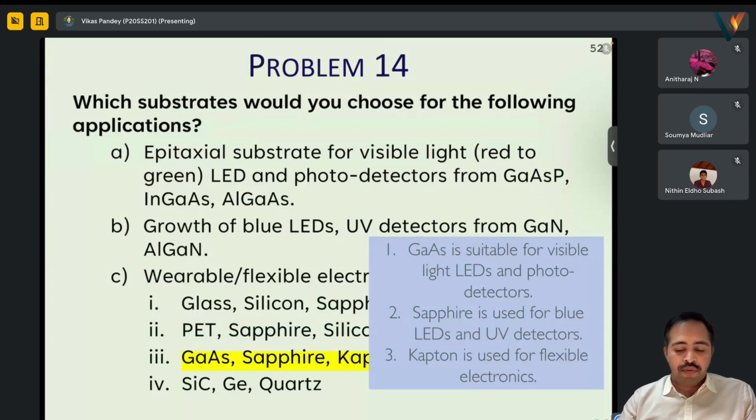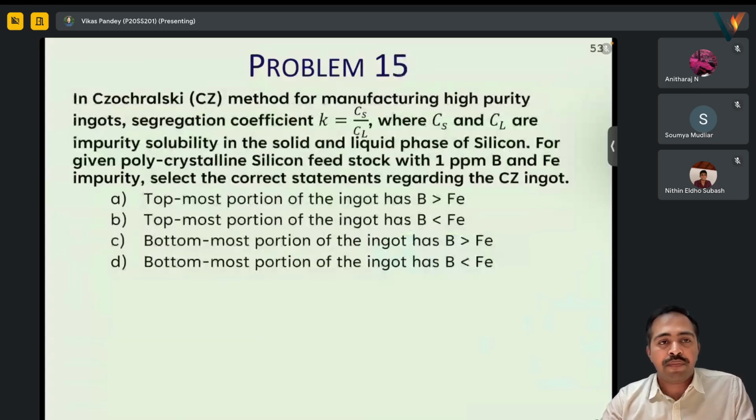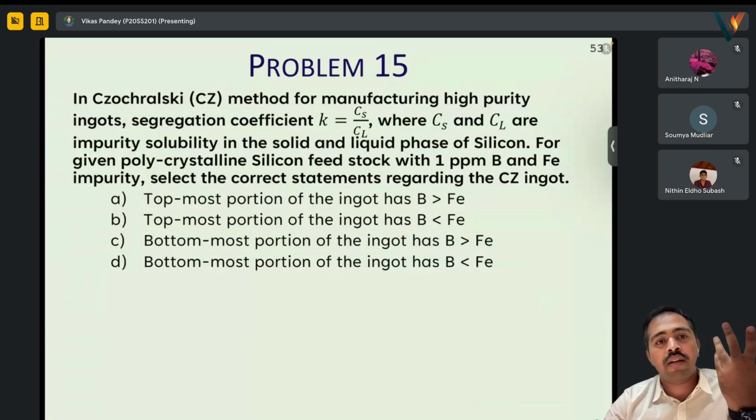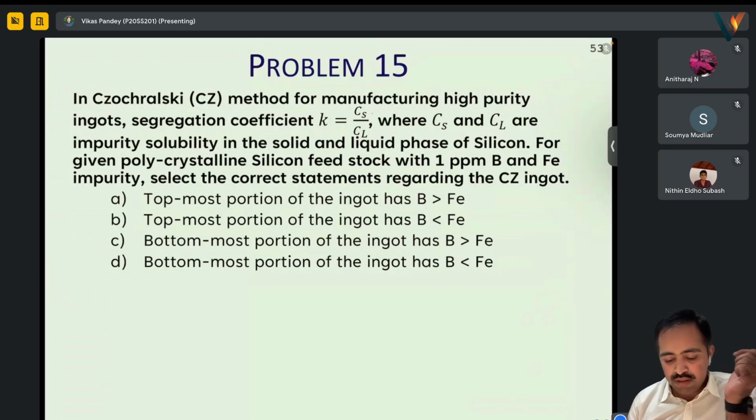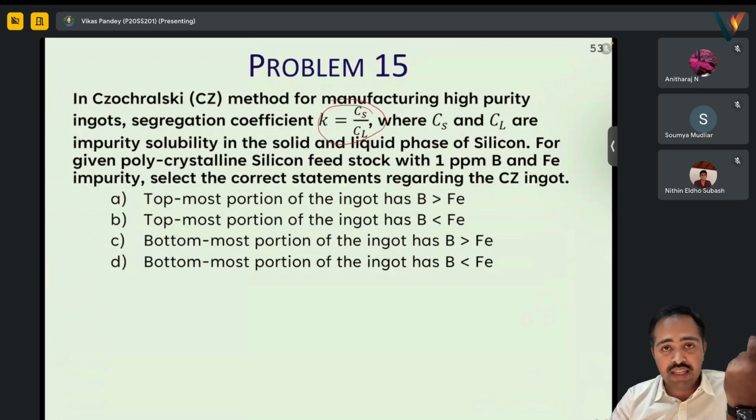Okay. Next, problem 15. In the CZ method for manufacturing high purity ingots, segregation coefficient K equals Cs upon Cl. Cs is impurity in solid and Cl in liquid. So this is the segregation coefficient that we were also talking about earlier.